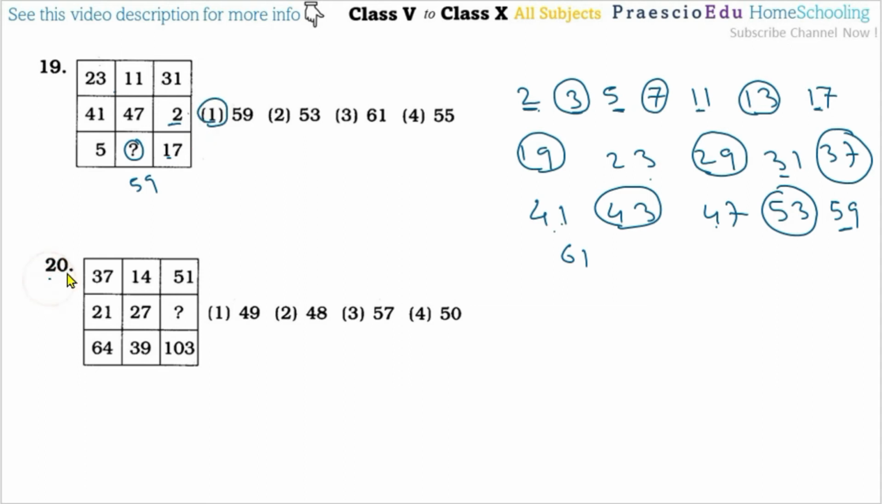Question number 20. If we add these two numbers, 37 plus 14, we are getting 51. So here also 64 plus 39, we are getting 103. So the same rule we have to apply. 21 plus this 27, we are getting 48. So 48 is present in option number 2.